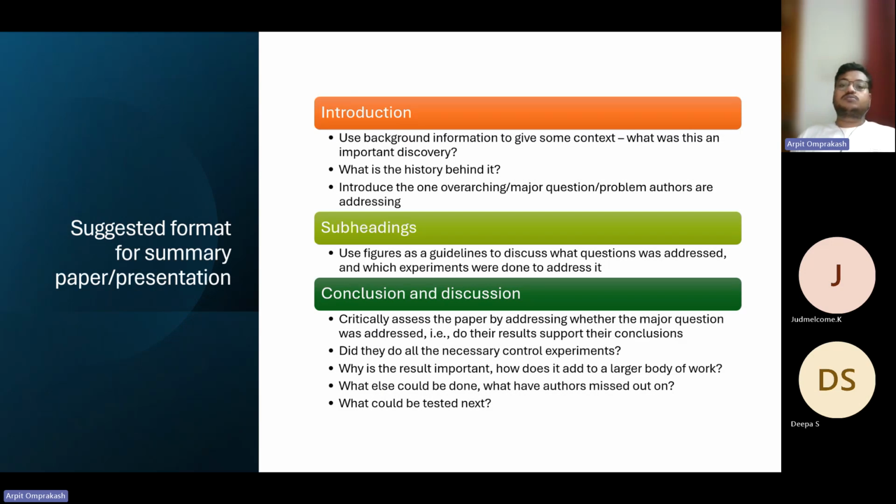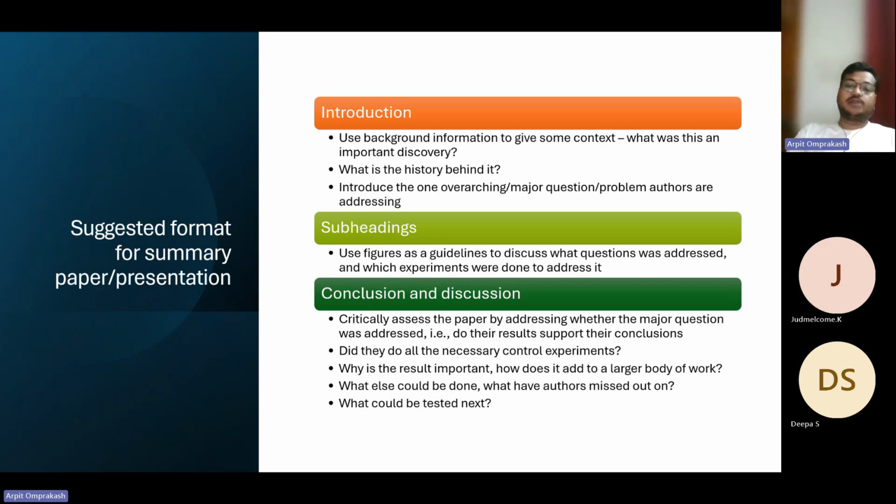When you're looking at the introduction, you should use the background information to give some context. Why was this an important discovery? What was discovered? What happened? Then what is the history behind it? How people started asking this question, why people were interested in it, and so on, and introduce one overarching or major question or problem that the authors are addressing in the research article.